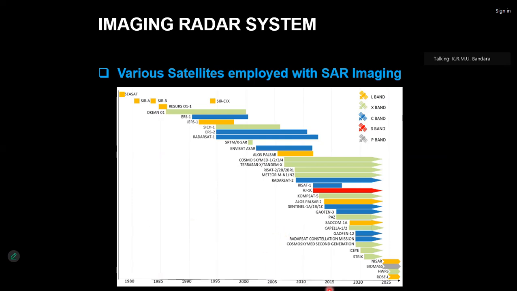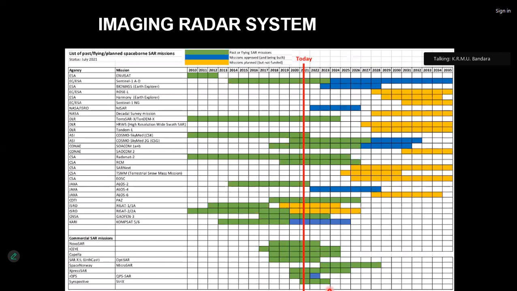These are the different kinds of satellites, presently available and previous satellites as well. The mission and the agency are also given. Green is past and still flying. Blue is a mission approved. Yellow is a mission planned but not funded. This is the map for 2021, not 2024. We don't have 2024. What happened to this mission?